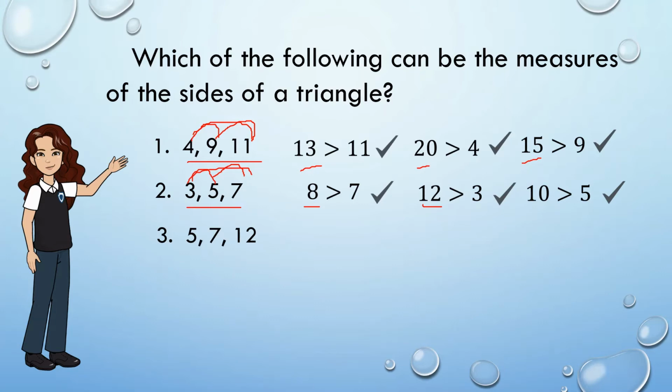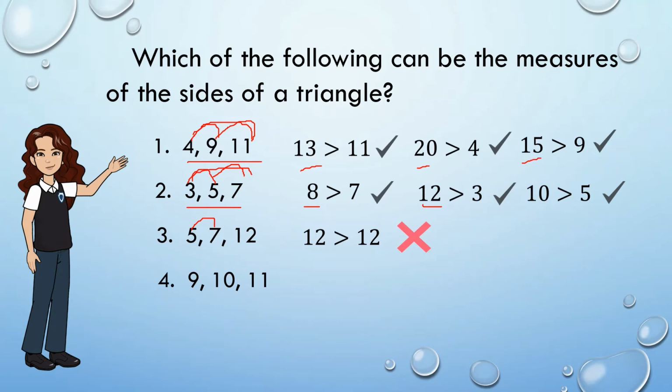Number 3. We have 5 plus 7 is equal to 12. So 12 is greater than 12? That is wrong because 12 is equal to 12. So meaning these measures do not make a triangle, because this is equal. So number 3 is not the sides of a triangle.